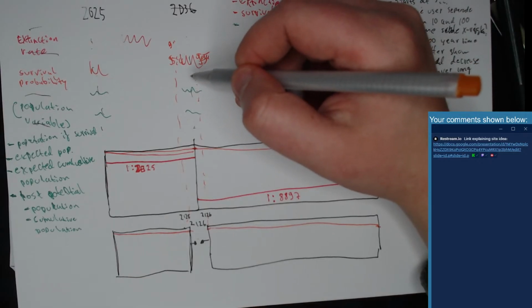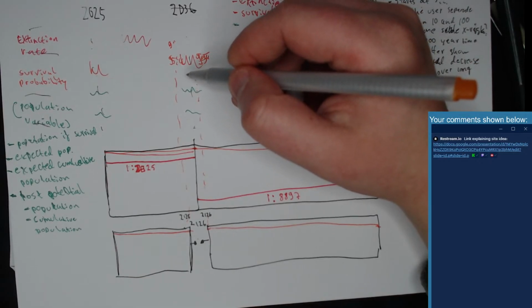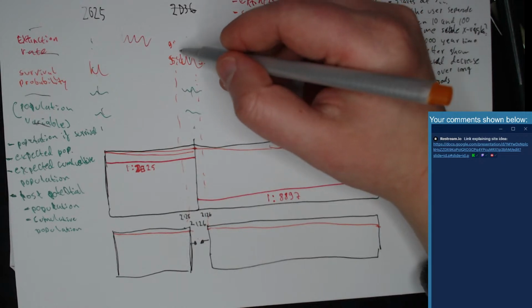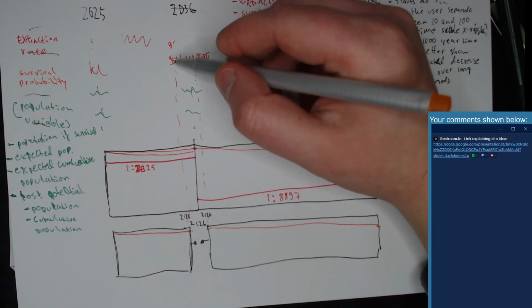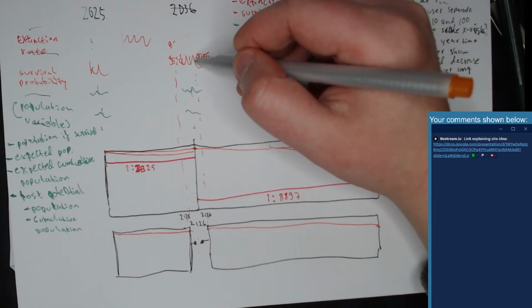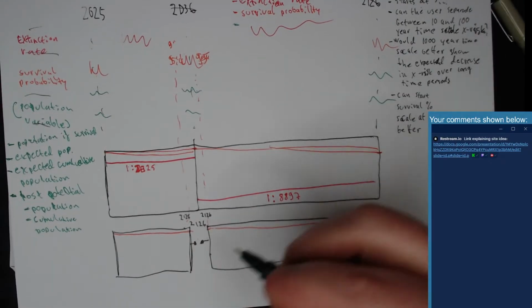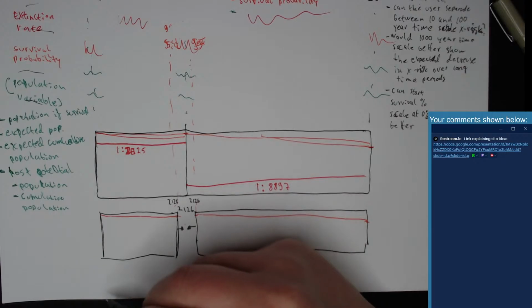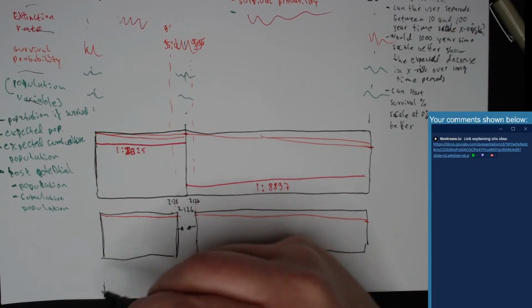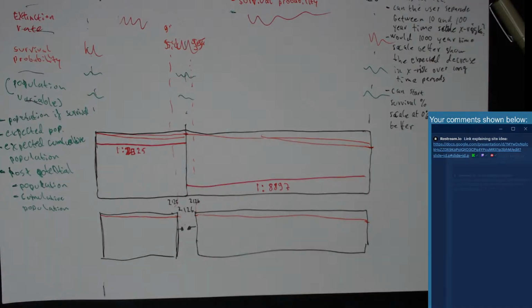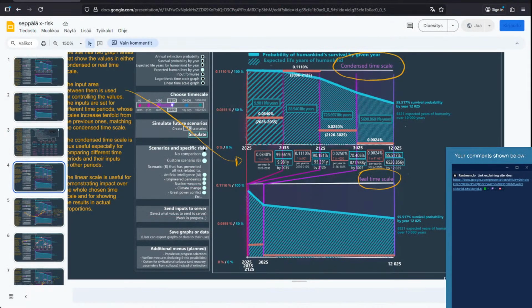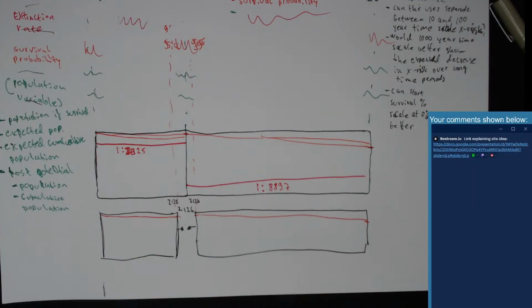So maybe it's not needed. If I just have those numbers here and I have all of those, and then I could still have under this one, I could do the same thing that I did here. So I could have this linear time scale graph in there.